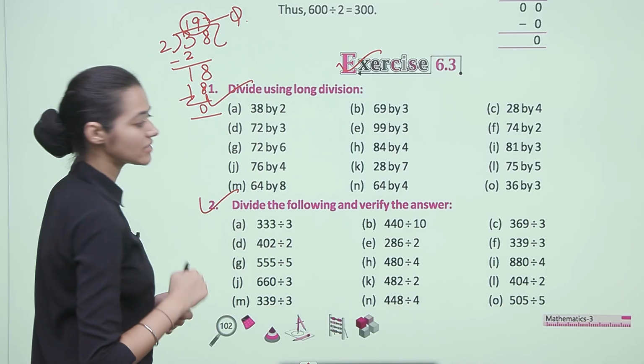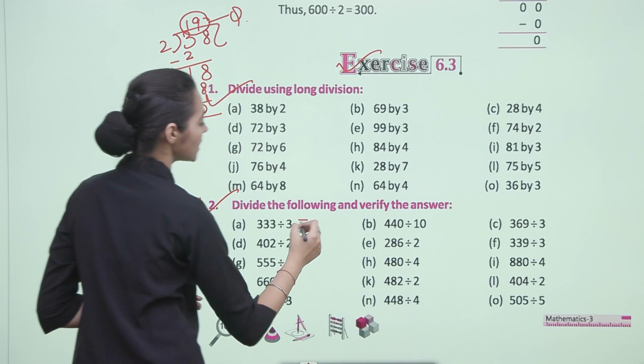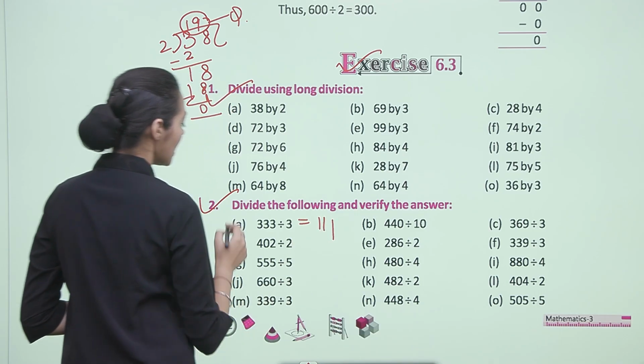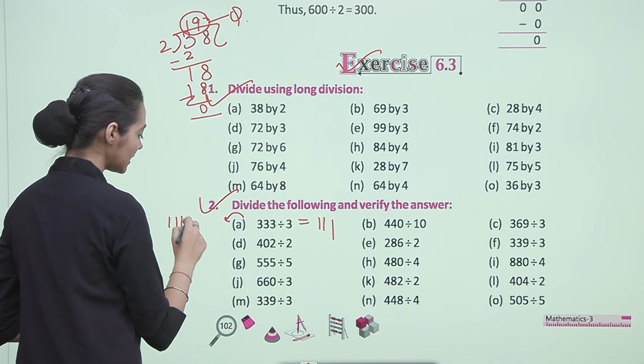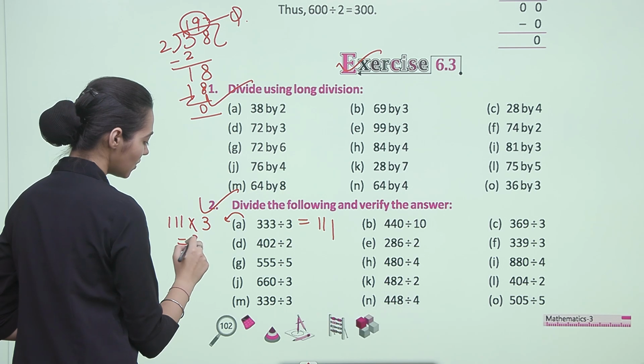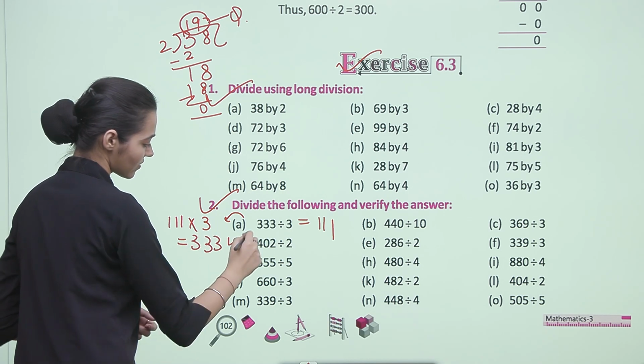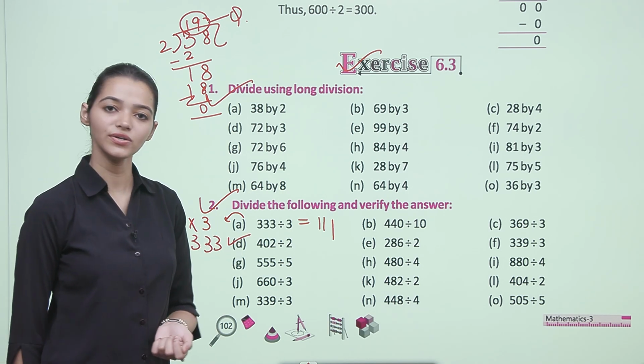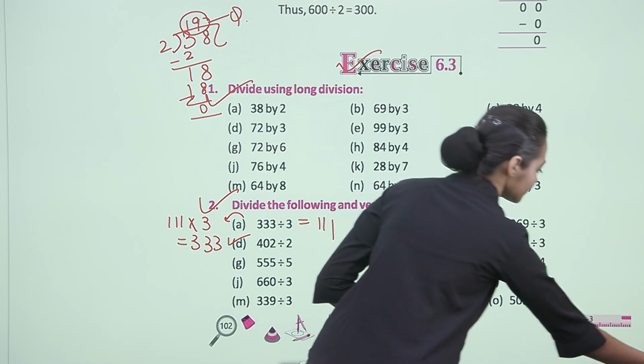Similarly, we have to divide it and verify our answer. So when we divide it, the answer will be 111, and for verifying it, 111 multiplied by 3 is equal to 333, and yes, our answer is correct. That's how you can solve the remaining parts.